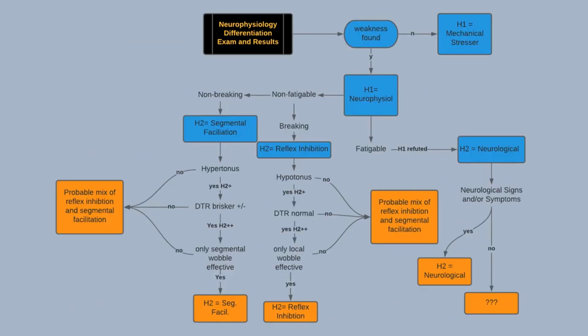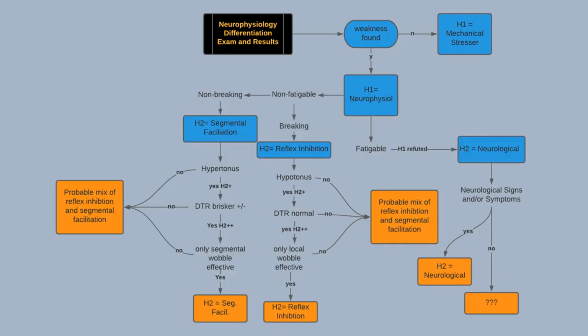Okay, so let's look at an examination flowchart, if you will, for the etiology of the patient's problems. We start in the black box top left and we find weakness, or we don't. If there is no weakness, then neurophysiological can be disregarded, at least for the present, and we head to the right with hypothesis 1, or H1, being mechanical stresses as the etiology.